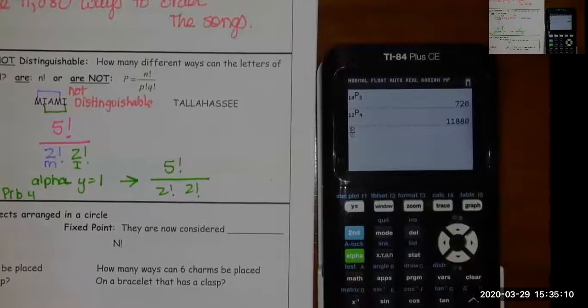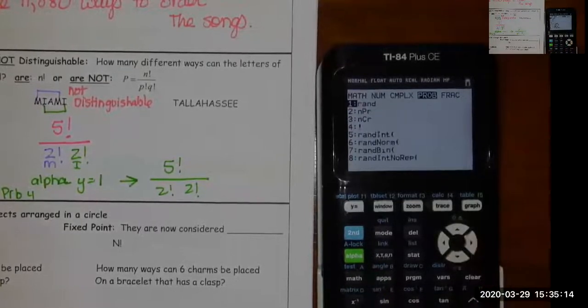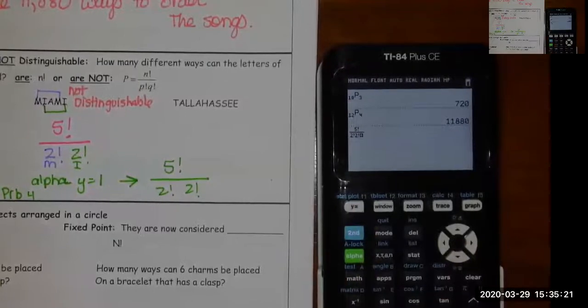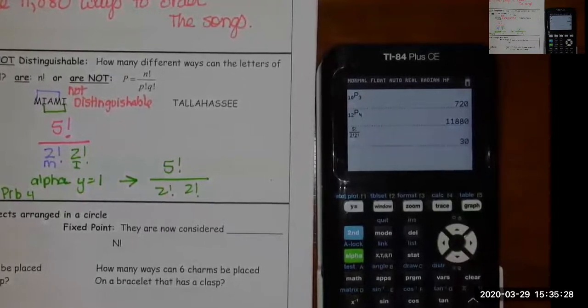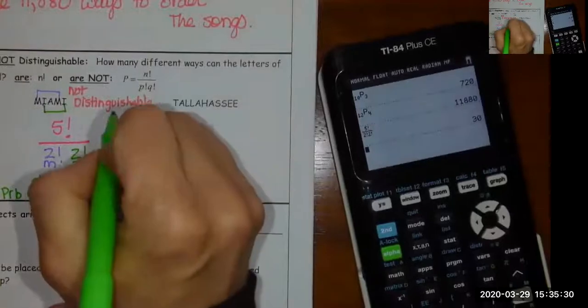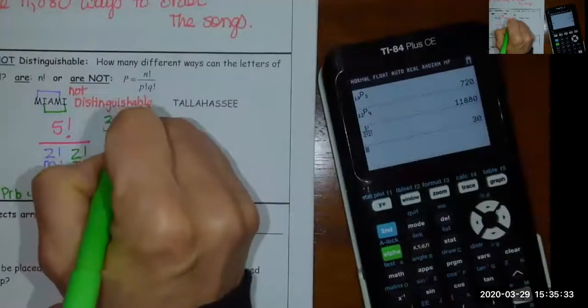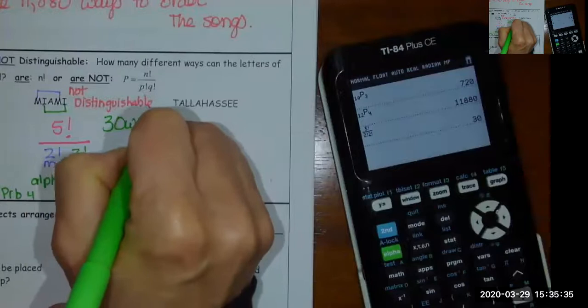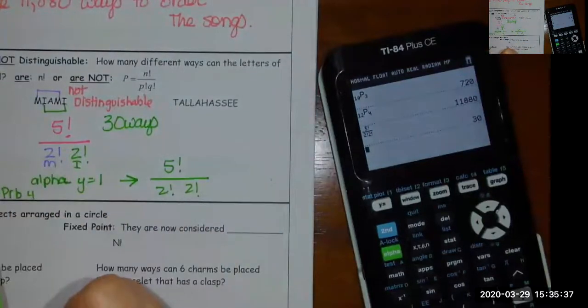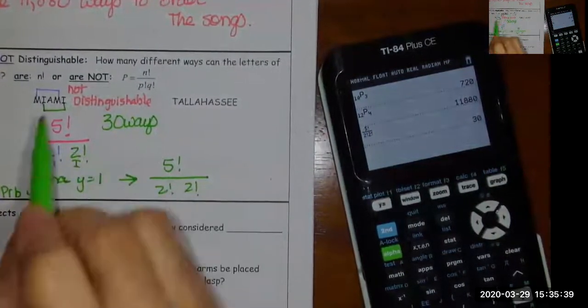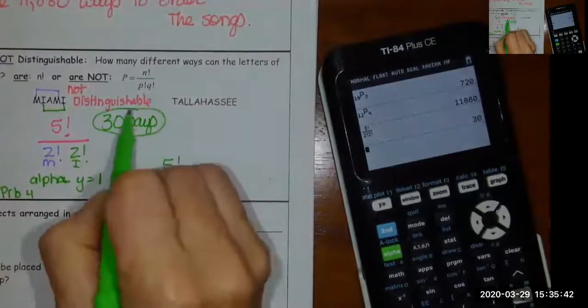Then here I'm going to do 2. But now I want to practice with you, so I'm going to go ahead and type that in. Do I need to put 2 factorial in? Well, 2 factorial is 2 times 1, so I could just put 2 times 2, but I want to do this. Okay, 30. So there are 30 ways that I can arrange Miami 30 different ways.